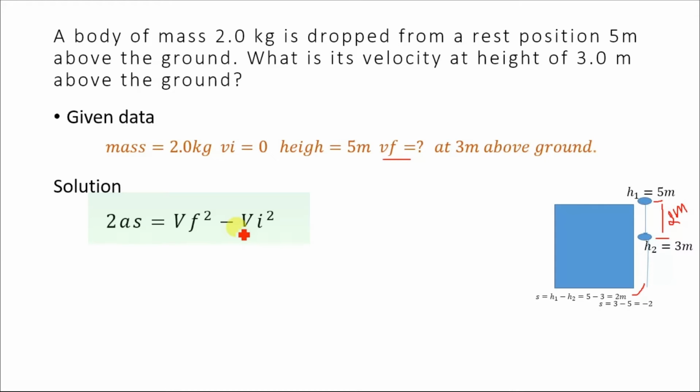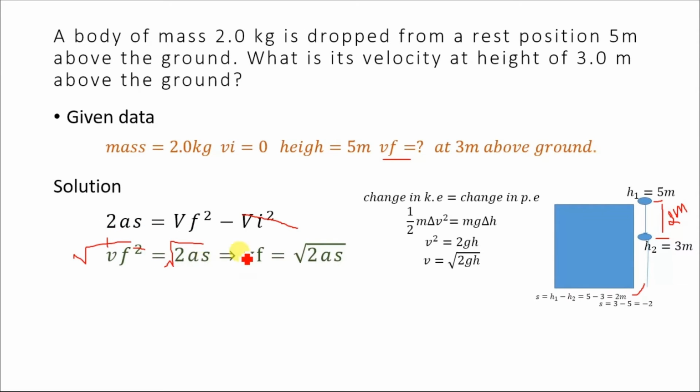And the initial velocity, initially the body is at rest. So when it is at rest, which means its initial velocity is equal to 0, now this whole term will drop, because after substituting vi equal to 0, we will get vf square is equal to 2as. And then taking the square root on both sides, we will get vf is equal to under root 2as.